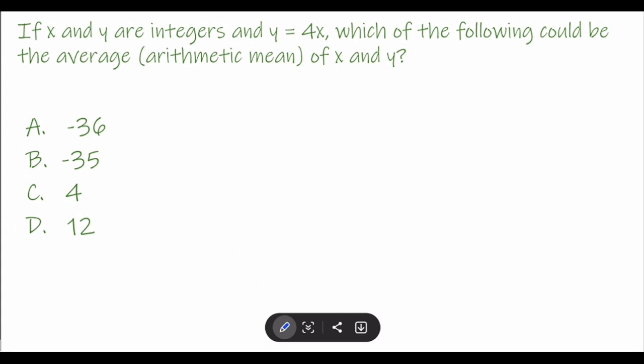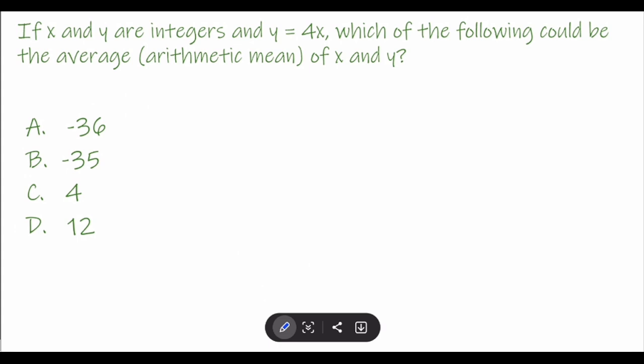So let's understand the problem first. If x and y are integers and y equals 4x, which of the following could be the average or the arithmetic mean of x and y? A is negative 36, B is negative 35, C is 4, D is 12.